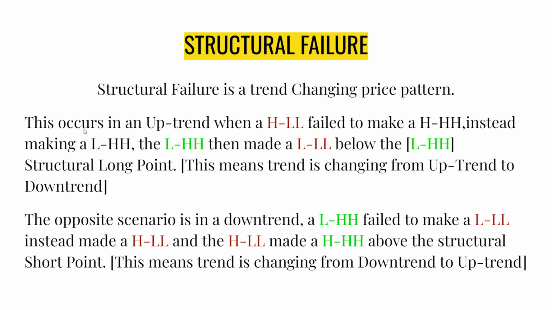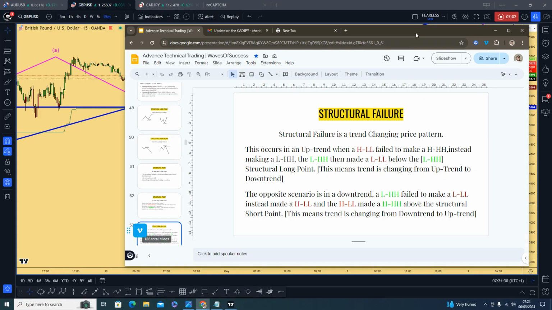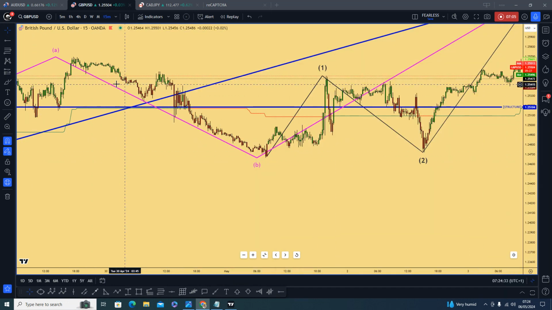Okay, so in an uptrend like the pound dollar that we have right now, if a higher low fails to make a higher high, instead of making a higher high, which is the expectation because we have an uptrend, and the price made a lower high, okay, then that move below that lower high is a structural point. This means the trend is changing from uptrend to downtrend. The opposite scenario is in a downtrend.